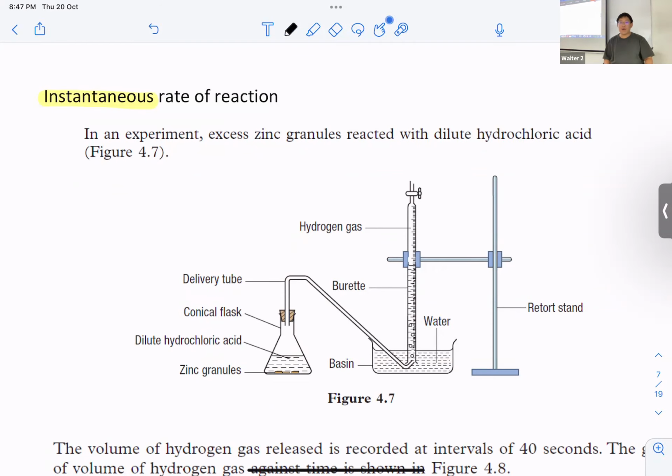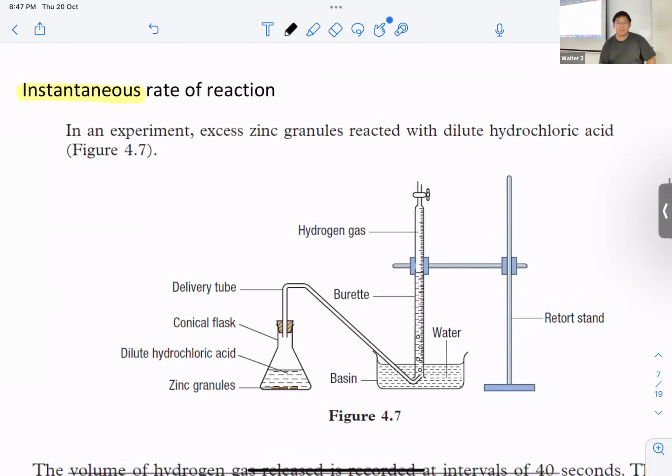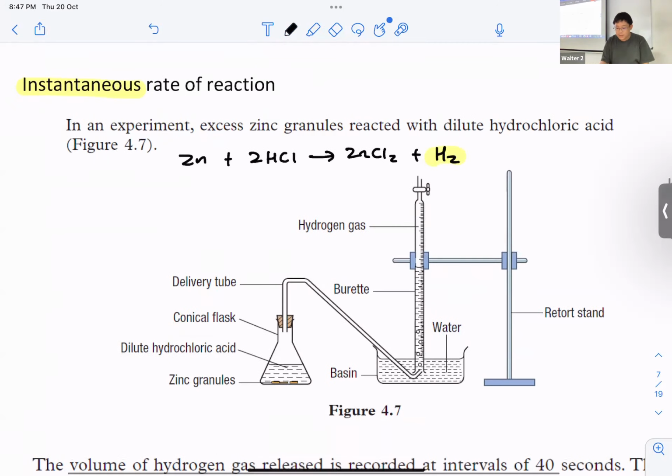But first, we need to have a graph. So once you get a graph ready, this is an example. Imagine that you have zinc reacting with dilute hydrochloric acid. Same thing, you have Zn plus 2 HCl, you're going to get ZnCl2 plus H2, right? So the volume of gas collected over time is what we're going to use to calculate the instantaneous rate of reaction.